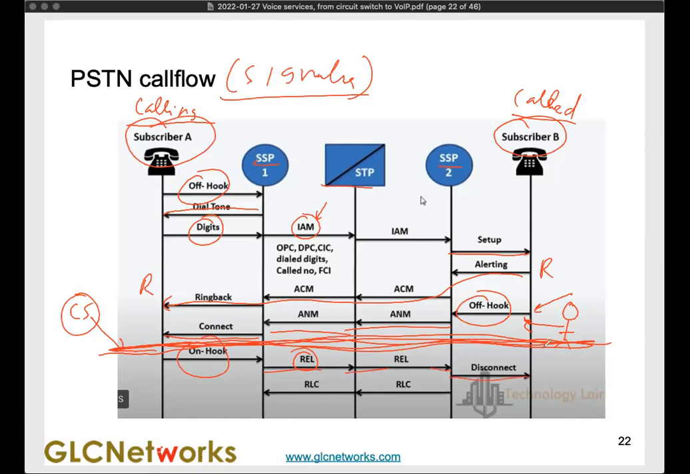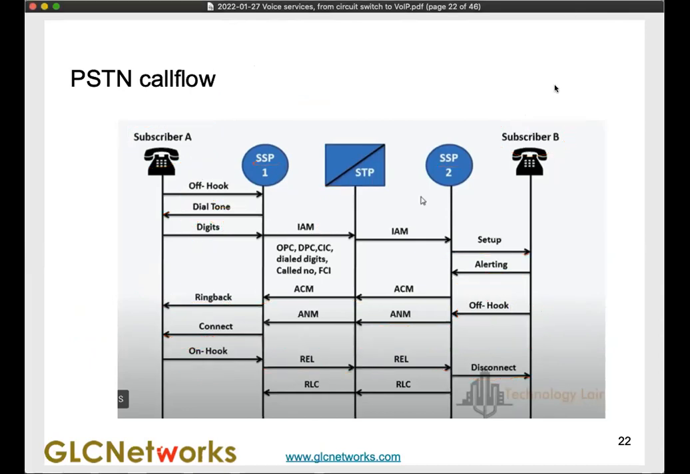Why do we need to release? Because when we do telephony, we use circuit switching. If the circuit is being used, other people cannot use it. So we have to inform the central office that we are releasing this resource, this cable, this circuit, so that other calls can use it. That's how the call flow looks in PSTN.